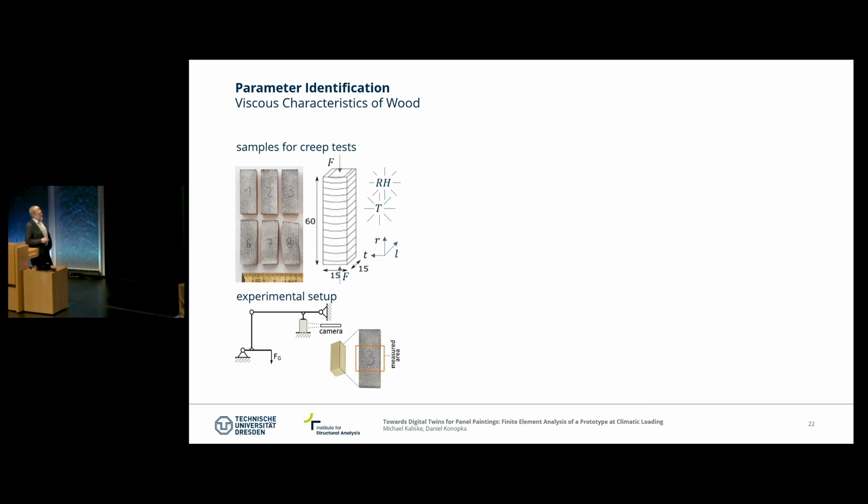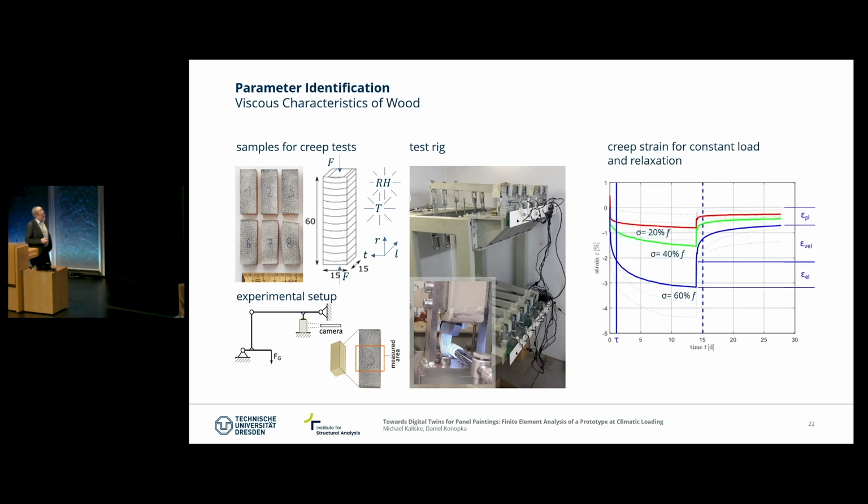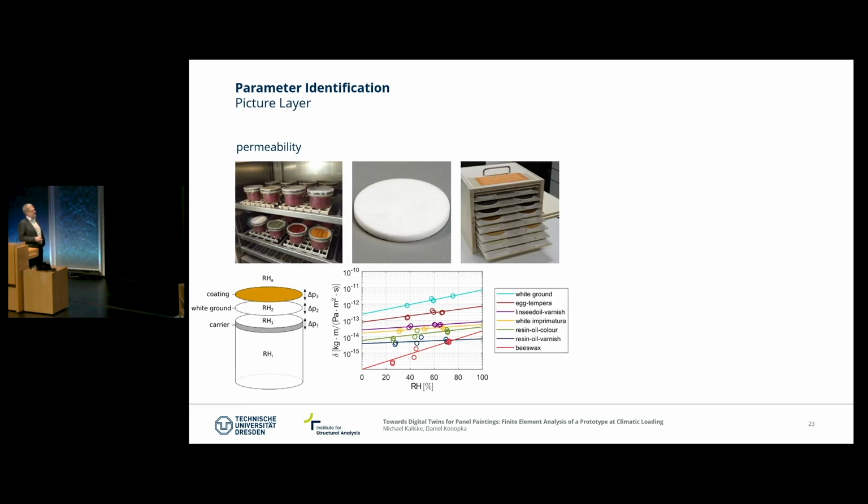Additionally, we need to identify the viscous properties. We used this experimental setup where we investigated the samples at different loading levels, stress levels. So we loaded, we have an instantaneous response, we observe what happens with respect to time, and then we unload again. And so at the end, we are able to identify the plastic, the viscous, as well as the elastic response of that material. And out of that, we then try to identify our material parameters.